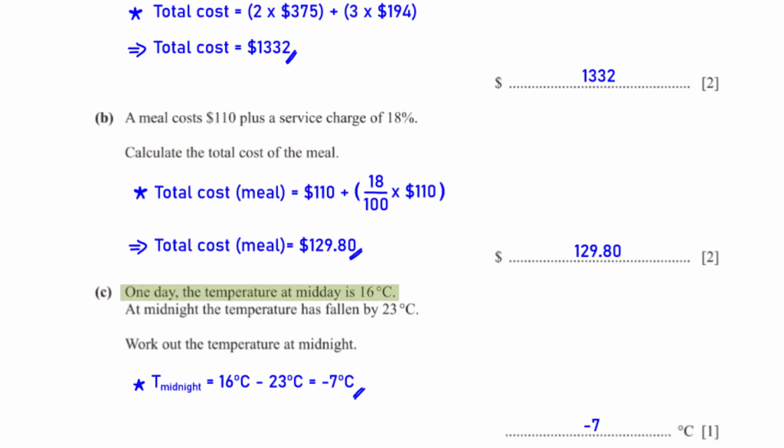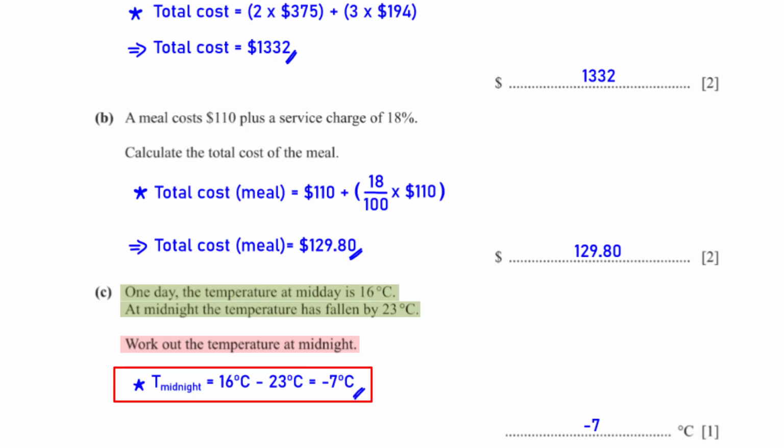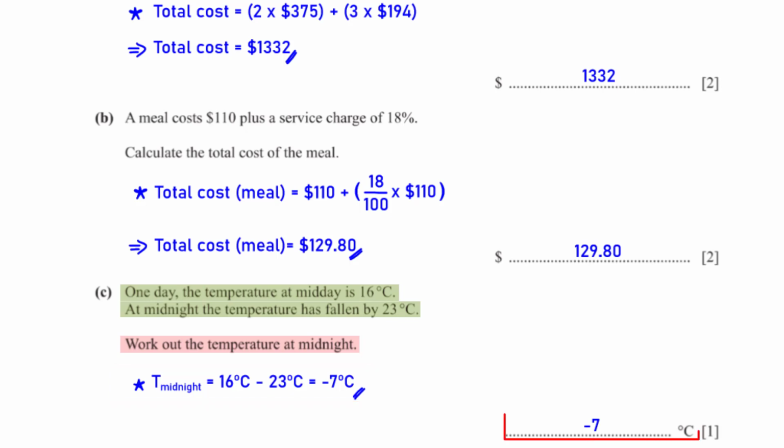One day, the temperature at midday is 16 degrees Celsius. At midnight, the temperature has fallen by 23 degrees Celsius. Work out the temperature at midnight. To get the temperature at midnight, we subtract 23 degrees Celsius from 16 degrees Celsius. This gives us negative 7 degrees Celsius.